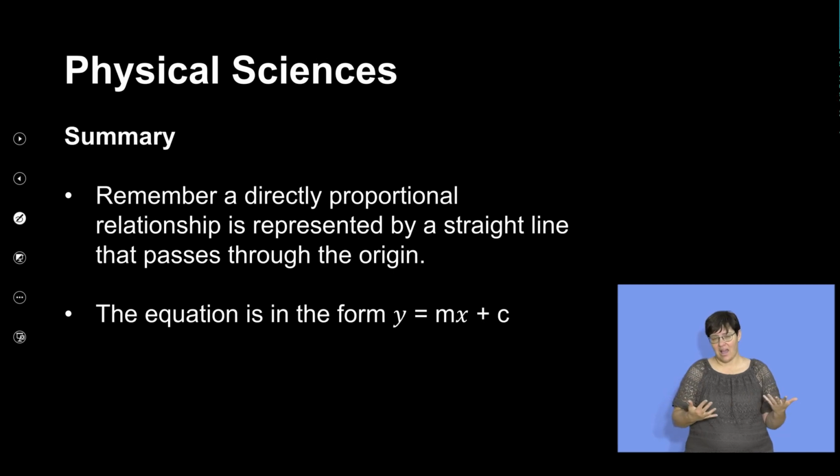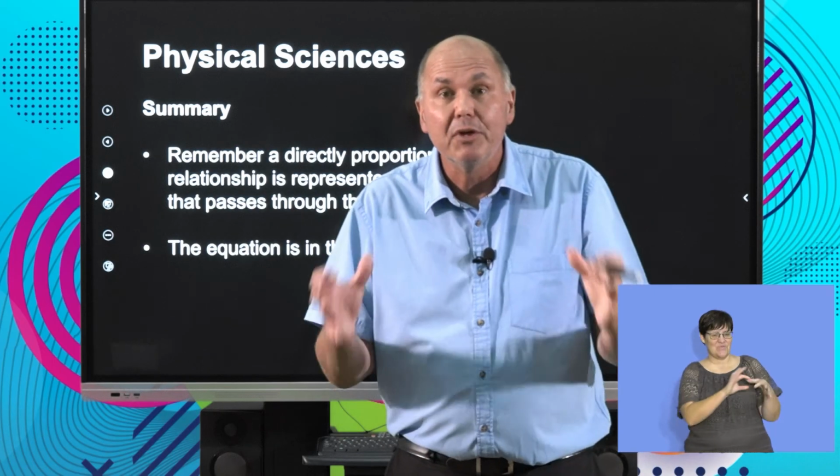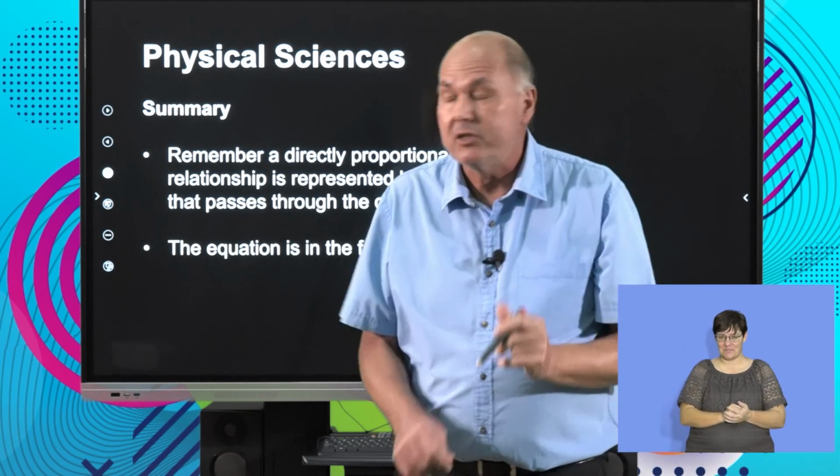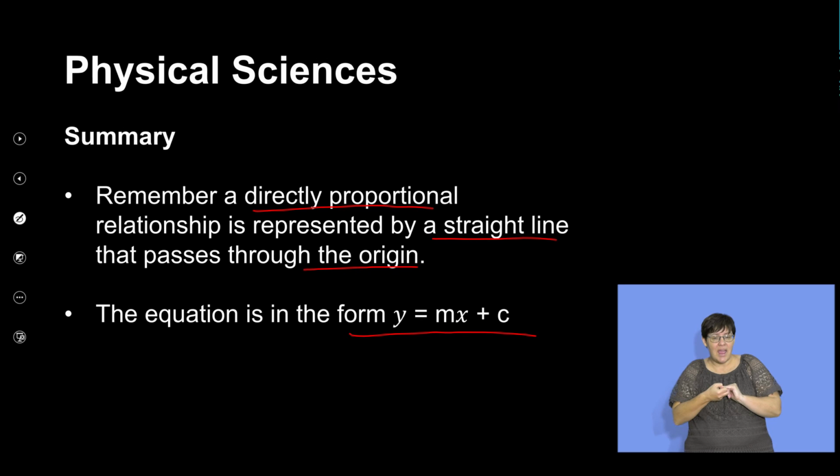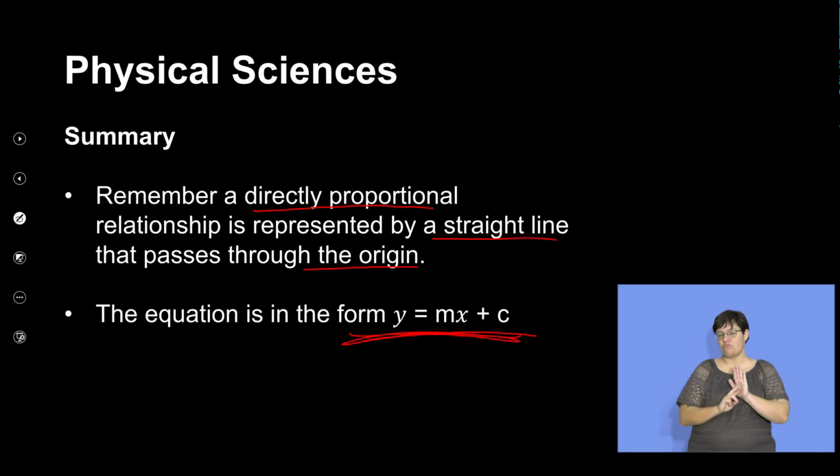Guys, I think we've more or less covered all the different types of relationships. Let's just do a quick recap. Remember, when you have a directly proportional relationship, it's represented by a straight line that passes through the origin, and we must try and represent it in the equation form of y equals mx. That is the most important thing that you've got. So look at equations and see if you can represent them in this type of form.